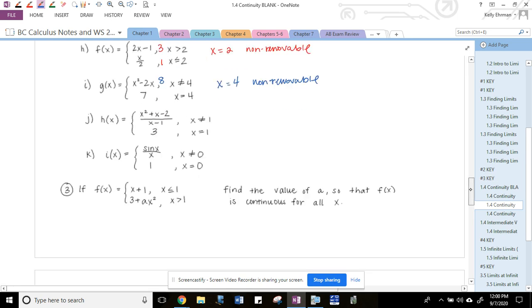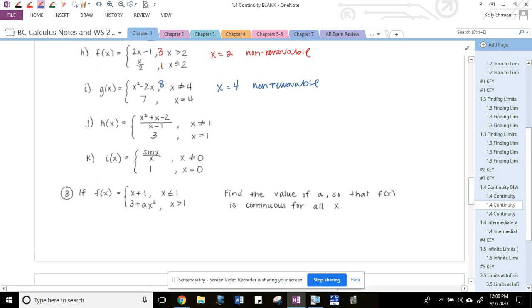All right, for part J, I see a rational function inside this piece, so I want to simplify that first. So this is x plus 2, x minus 1. So the minus 1s are going to cancel. That's going to help me when I go to take the limit value. So when I plug in 1 using direct substitution, I should get a limit value of 3, even though originally that would be a hole.